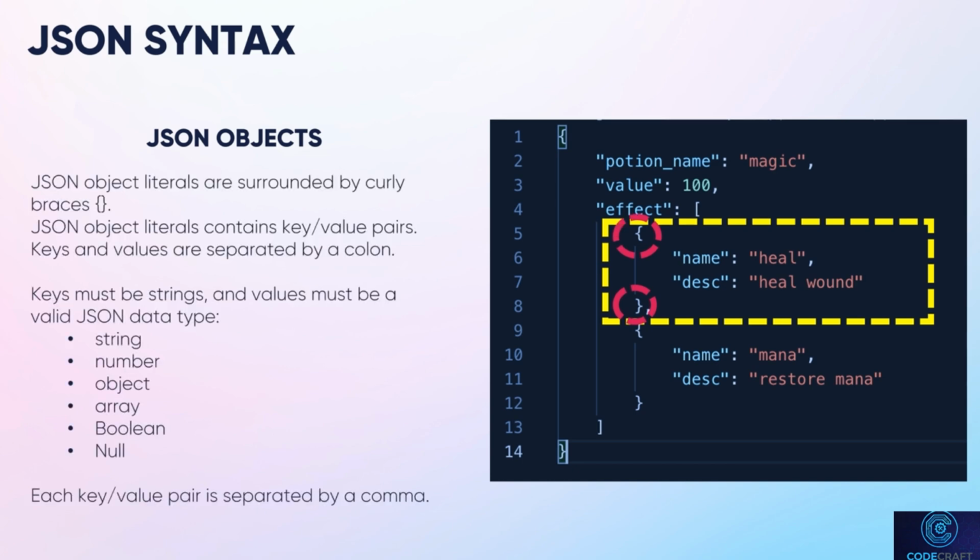JSON objects. JSON object literals are surrounded by curly braces. JSON object literals contain key value pairs. Key and value are separated by a colon. Keys must be strings and values must be a valid JSON data type: string, number, object, array, boolean, and null. Each key value pair is separated by a comma. You can see this comma. So each key value pair is separated by a comma.